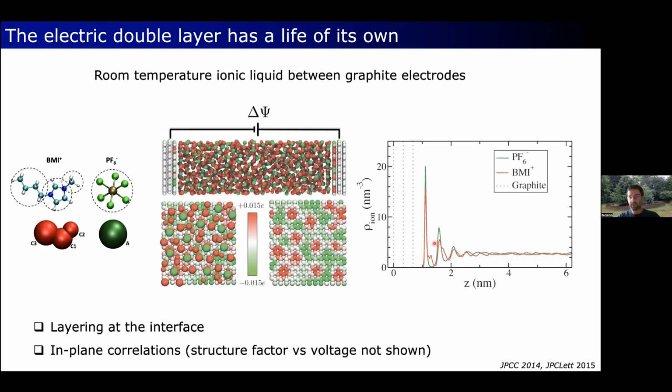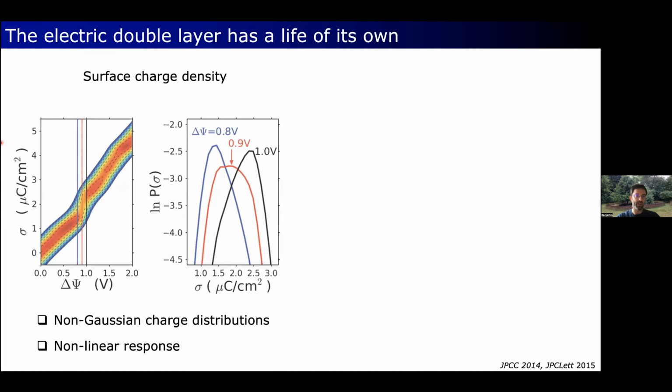And what you don't see in this 1D profile is that there are lateral correlations, which we can measure and quantify using the in-plane structure factor and do this as a function of voltage. I'm not going to show you the structure factors, but the surface charge density, so it's just the total charge Q divided by the lateral area. Here plotted as a distribution, so the red region is a high probability, blue region a low probability as a function of voltage, which we reconstructed using these reweighting techniques.